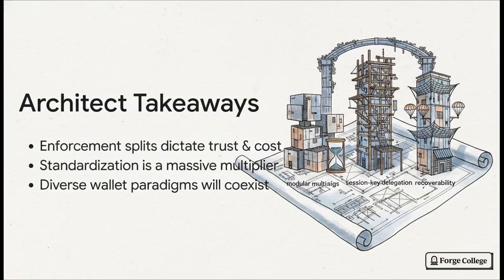So to wrap up our master blueprint, keep these architects' takeaways in your back pocket. Enforcement splits dictate your entire trust and cost model. Standardization is a massive multiplier for industry adoption. And finally, remember that there won't be just one winner here. Modular multisigs, session keys, and recoverability, they are all going to thrive side by side.